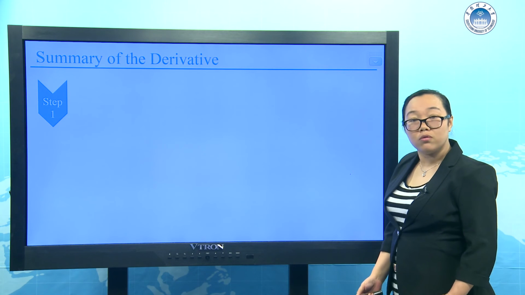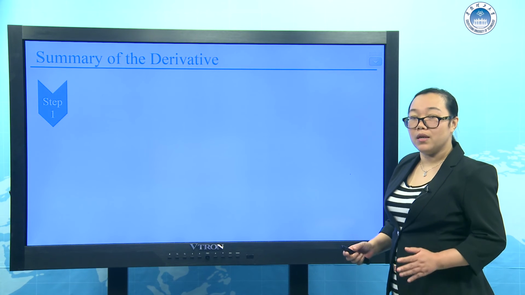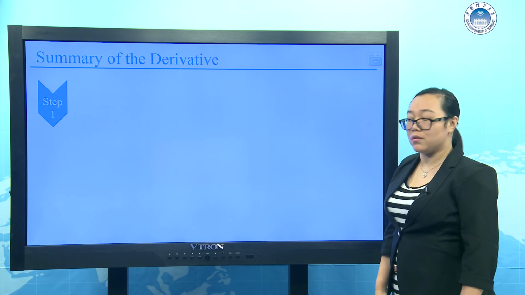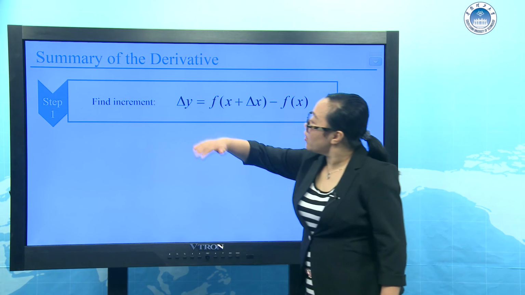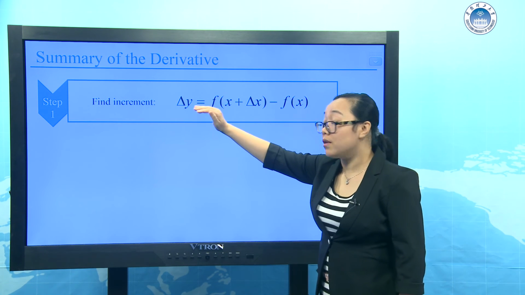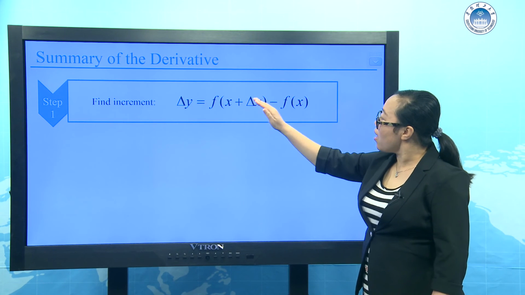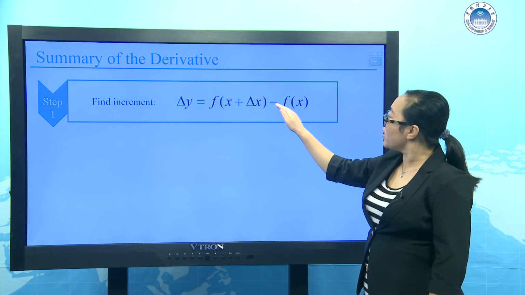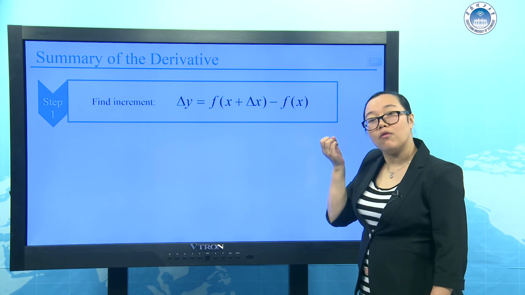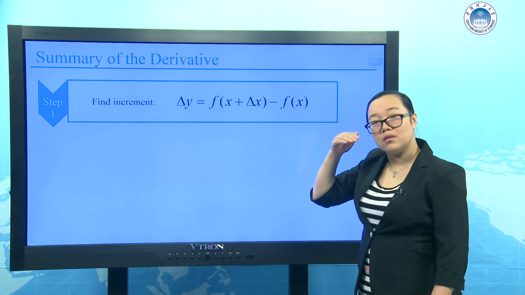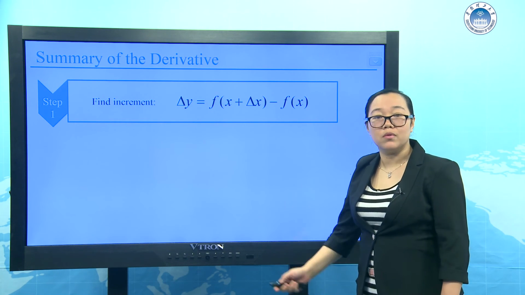Now look at how to get the derivative. Do you remember case 2? Yes, the limit of delta y over delta x. How to remember? Step 1. Try to find the increment of the function, meaning delta y. Delta y equals f(x plus delta x) minus f(x). Delta x means the increment of the variable. Delta y means the increment of the function y. How to do? Step 2. Yes.